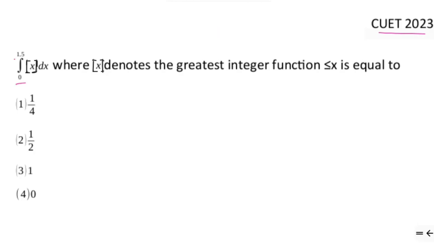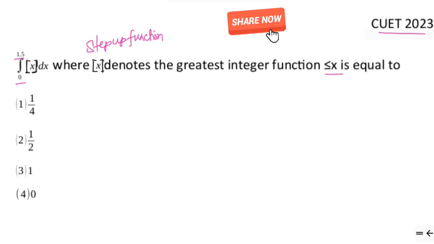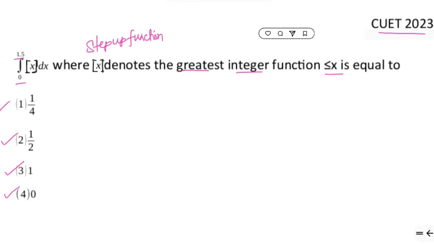Integral from 0 to 1.5, greatest integer function of x dx, where the greatest integer function, or step-up function, is another name given to this. It denotes the greatest integer less than or equal to x. The options are 1 over 4, half, 1, 0. Here itself they mention that it's less than or equal to x.